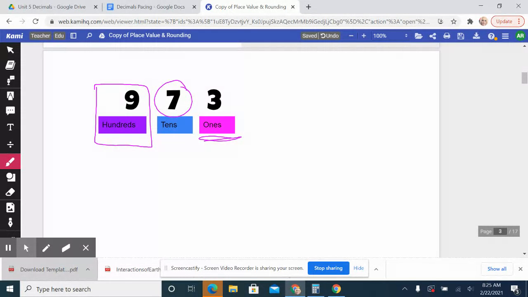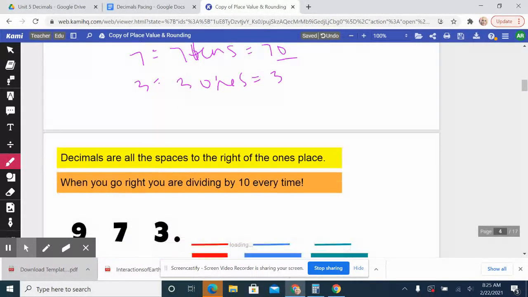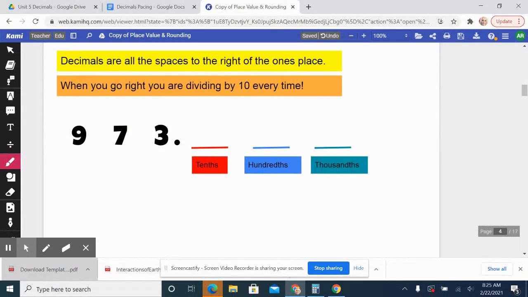You know this. So the 9 means 9 hundreds, right? Which is 900. Okay, the 7 means 7 tens, which is 70. And then your 3 is 3 ones, which is 3. Right? So keep those things in mind. Particularly noticing these zeros are what are important as we move forward. Okay. So again, you're just kind of listening for this part.